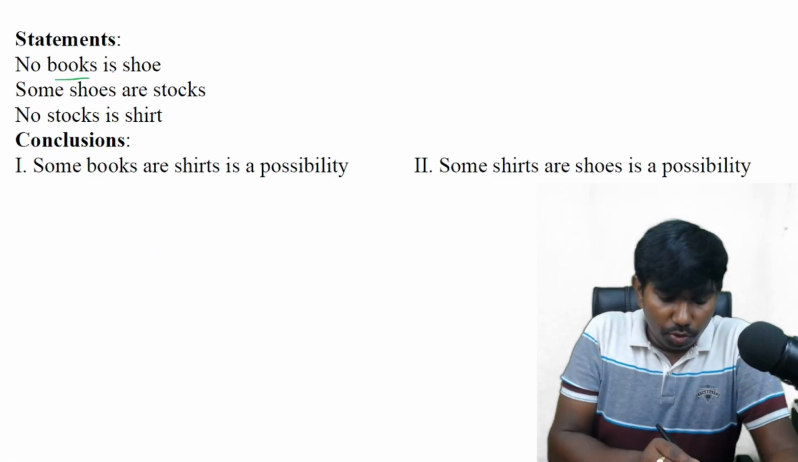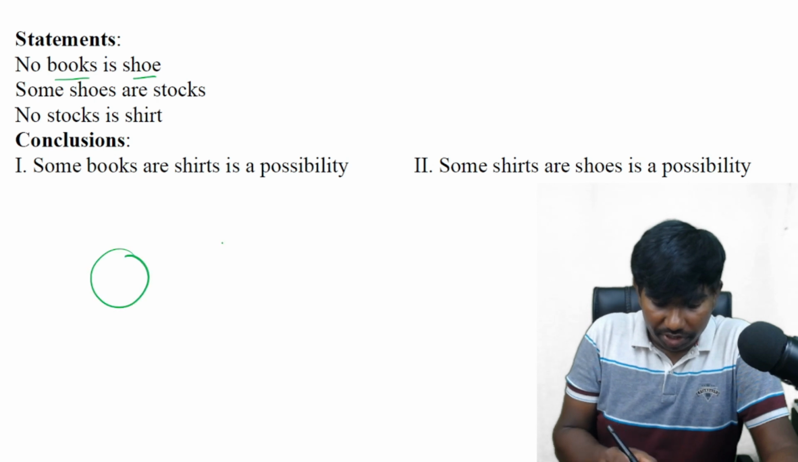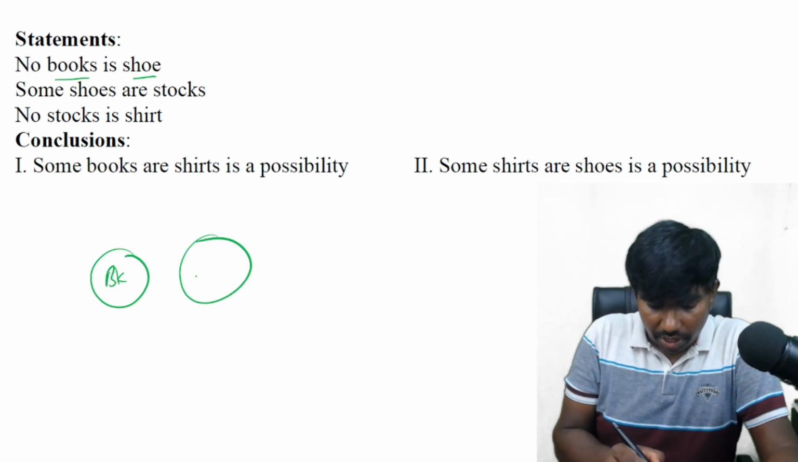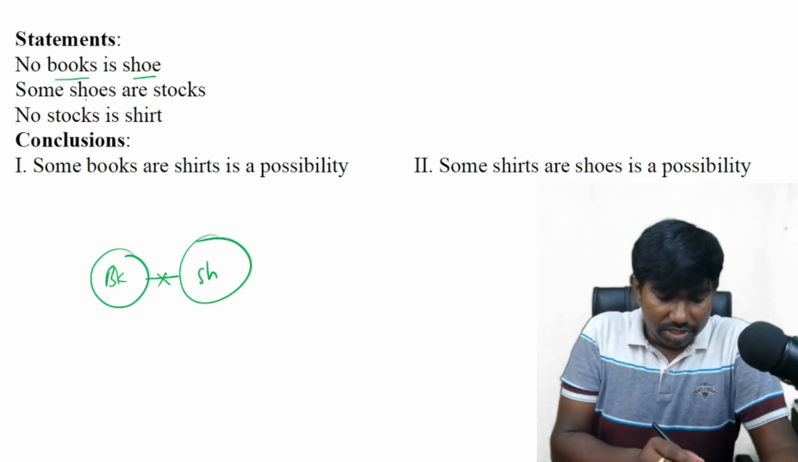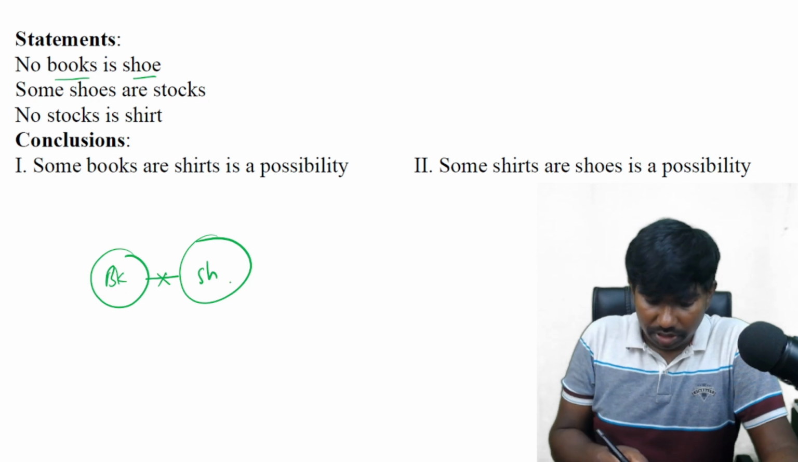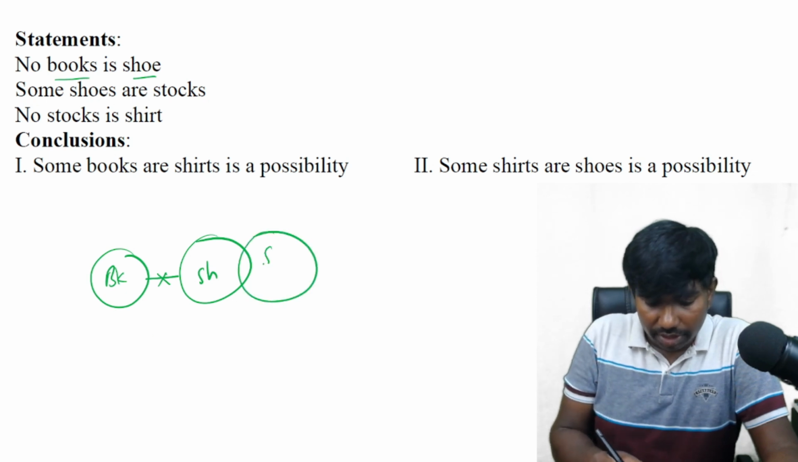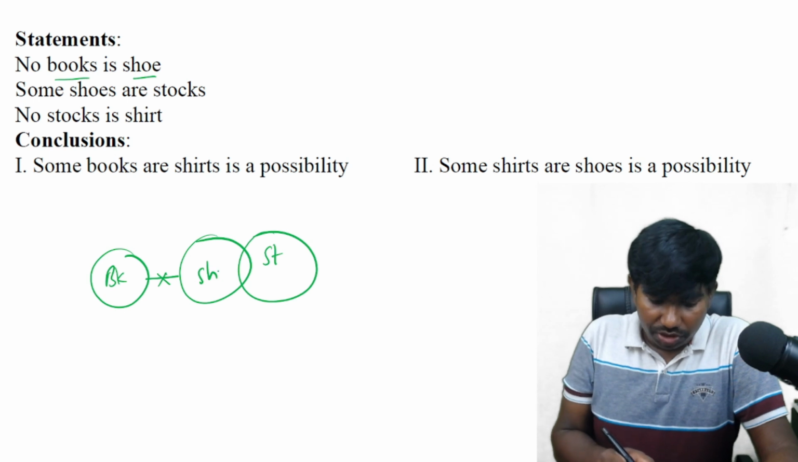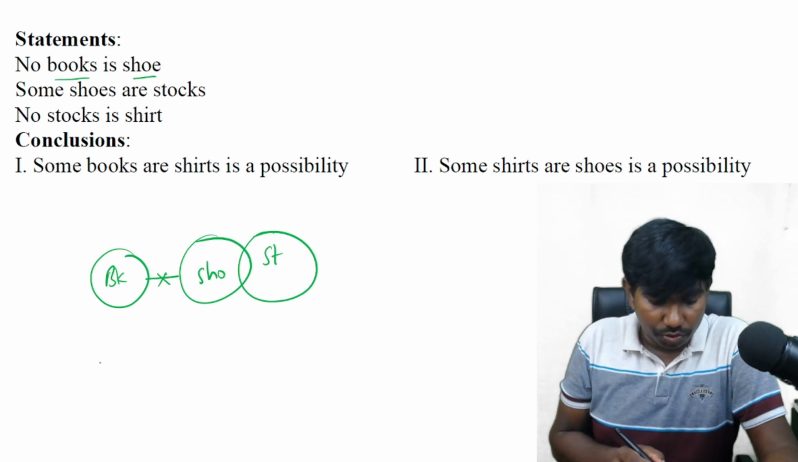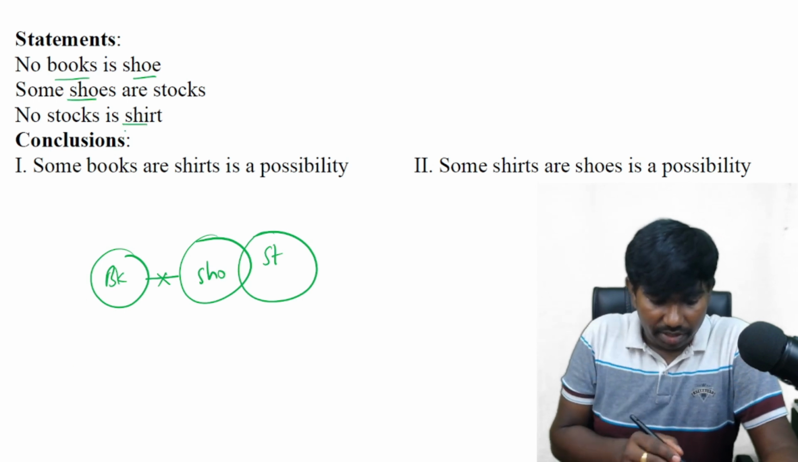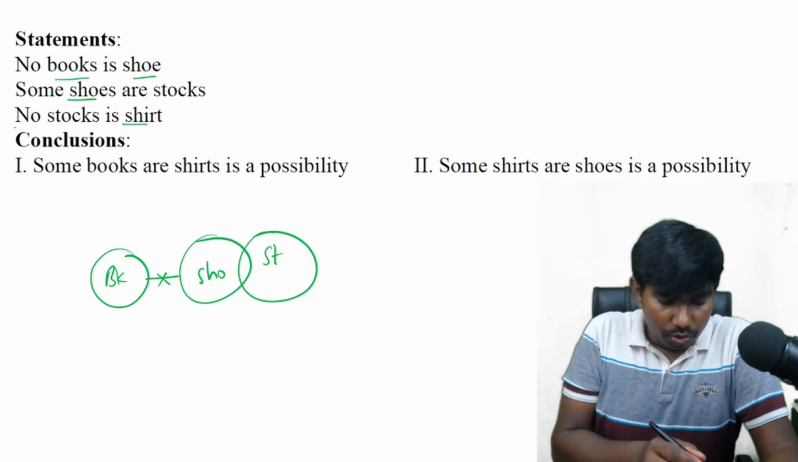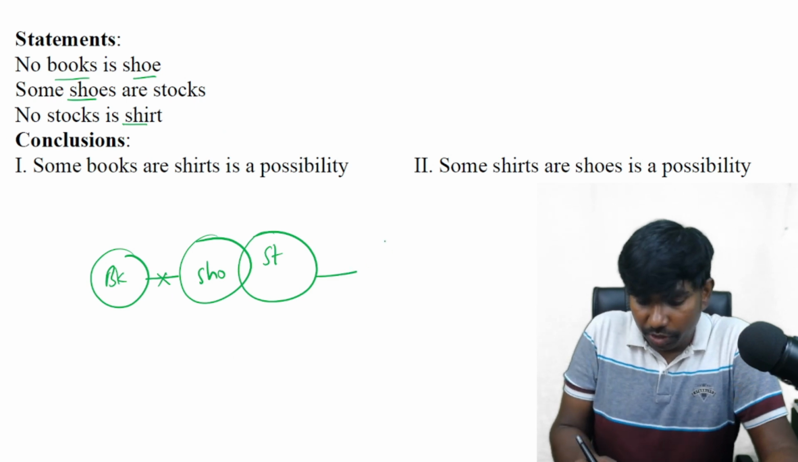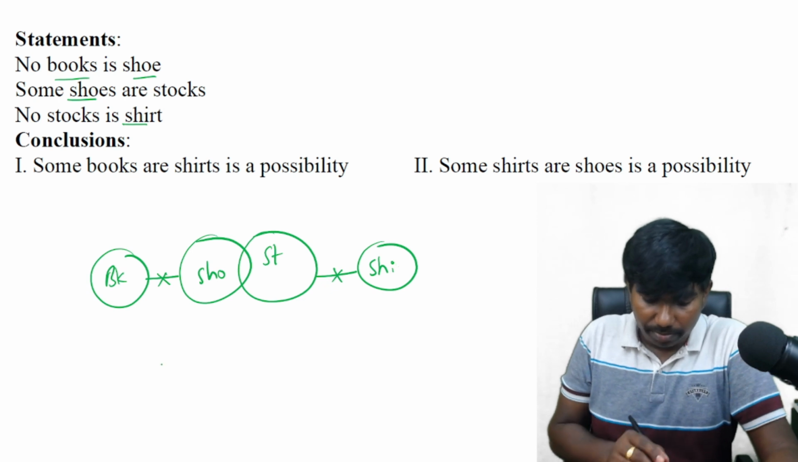Next one. No book is shoe. There should be no intersection between book and shoe. Next, some shoes are stocks. Some shoe are stocks, ST. No stock is shirt. SH is already used, so I'm using SHO for shoes and SHI for shirt. There should be no intersection between stocks and shirt. So this is the basic diagram.